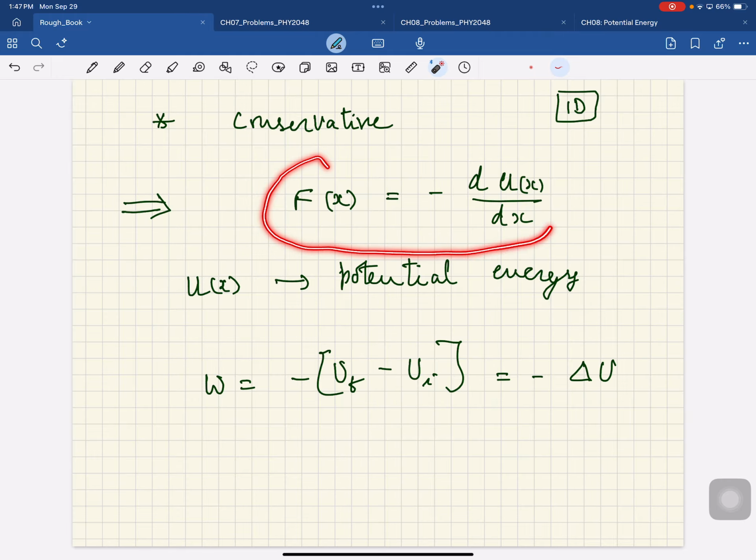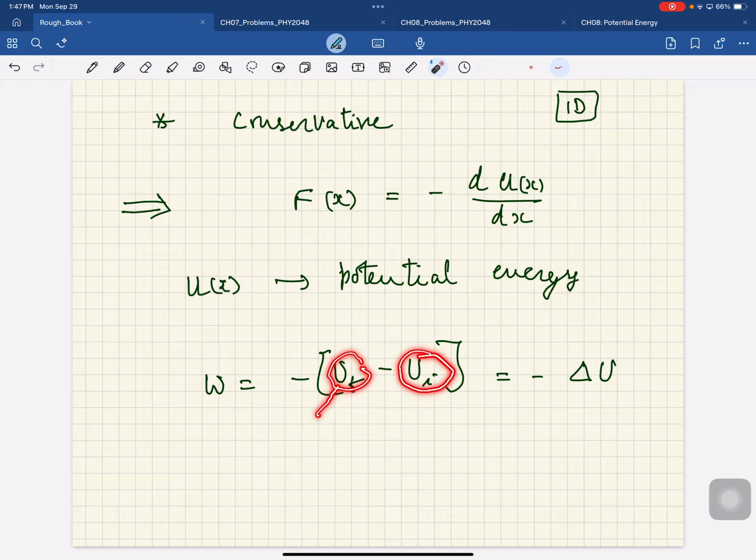So that is the definition of a conservative force. Okay, so now here's another thing. See, the work done just depends on the value of this function at the final point minus the value of that function at the initial point. Okay, so let me show you an example.